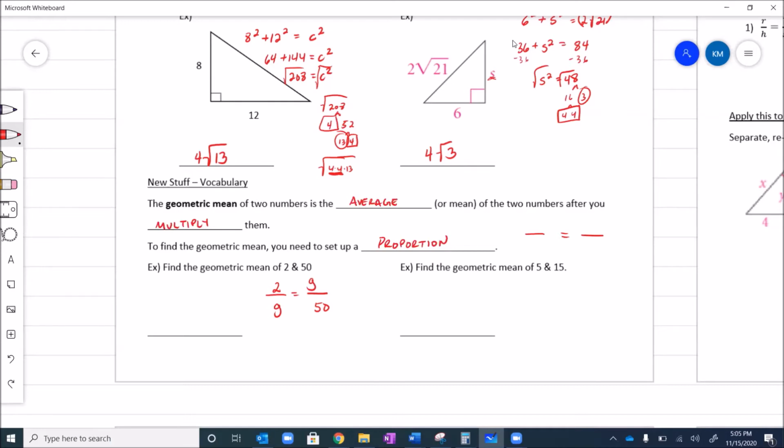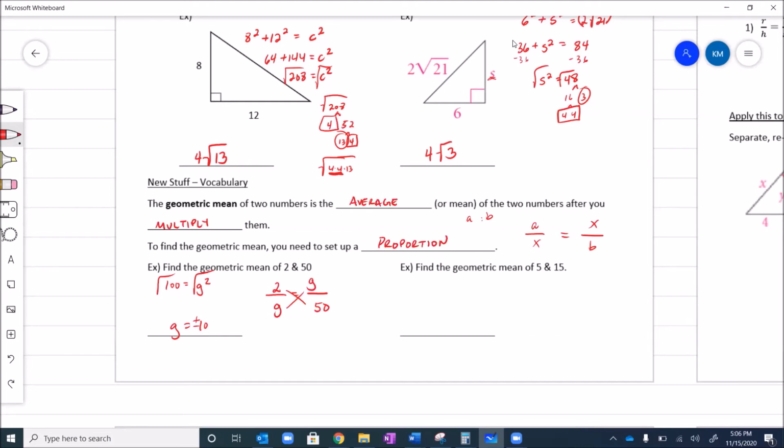Okay, in the textbook it says something like the geometric mean is, if we have a and b, the number x that makes the proportion true. Okay, and so that's what we're doing. Cross multiplying, 2 times 50 gives us 100. g times g gives us g squared. Take the square root. We find that g is, and remember we're taking the square root, we want to say plus or minus 10. It's positive or negative.